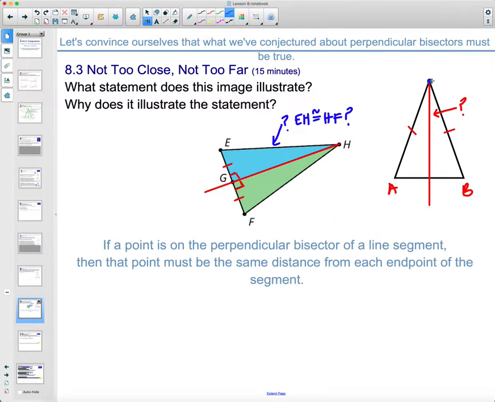So this one, we already know the point is the same distance from A and B. How do we know that this line right here is the perpendicular bisector? Here, we have the perpendicular bisector. How do we know this point is the same distance from E and F?